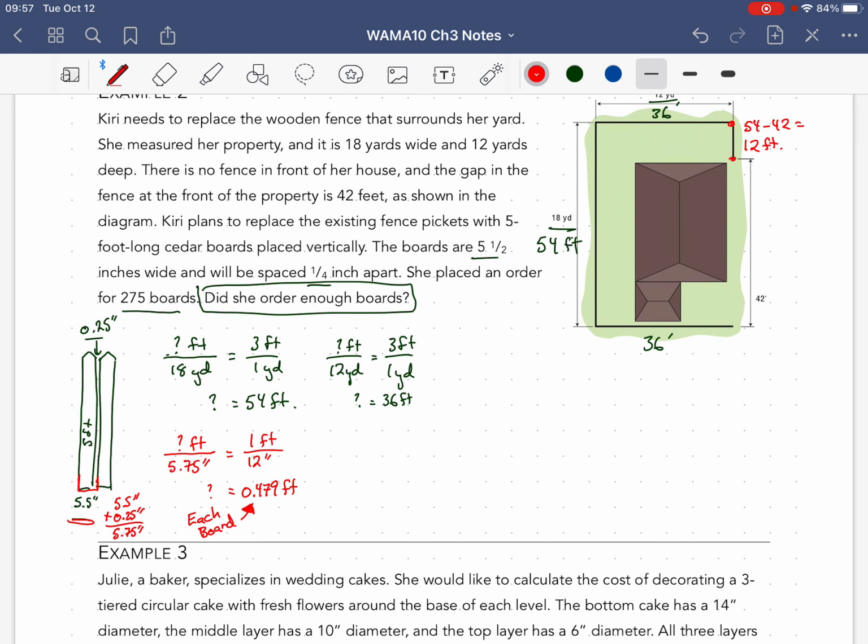All right, now let's figure out how many feet of fence we need. So total amount of fence. That's going to be equal to 12 plus 36 plus 36 plus 54. Okay, so 12 plus 36 plus 36 plus 54. 138 feet.